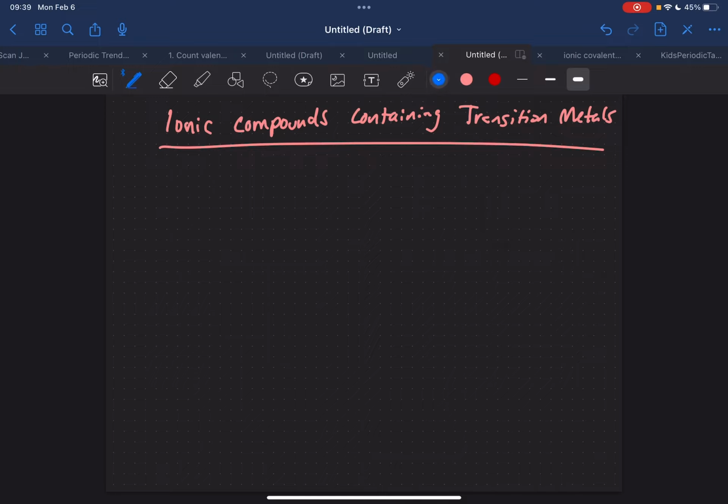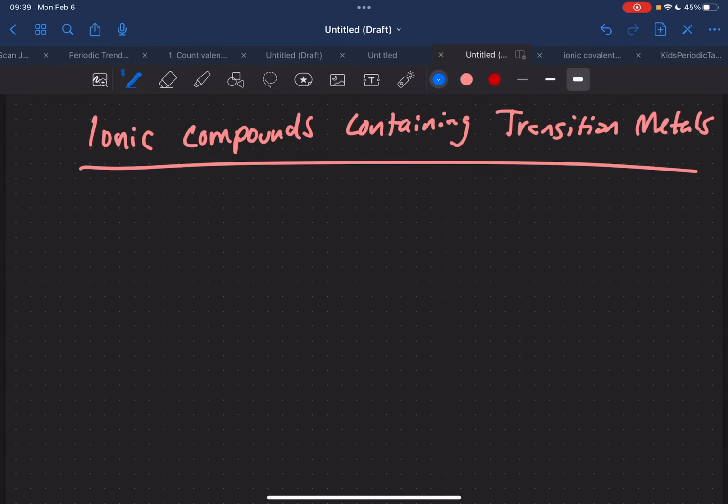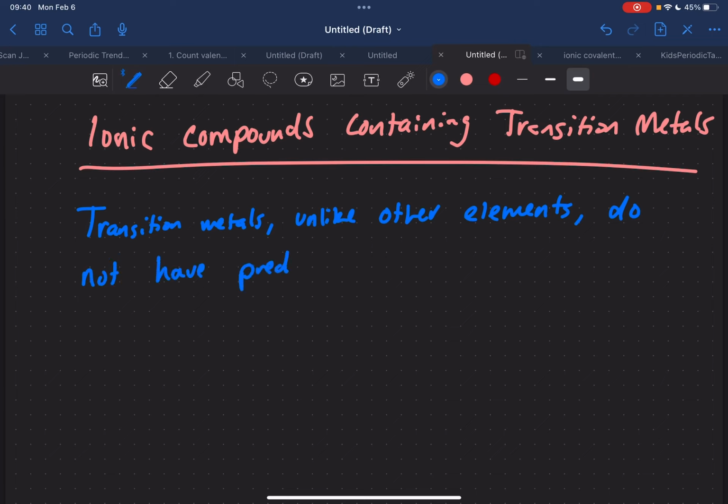And the first thing I want you to write in your notes is that transition metals, unlike other elements, do not have predictable charges in ionic compounds.